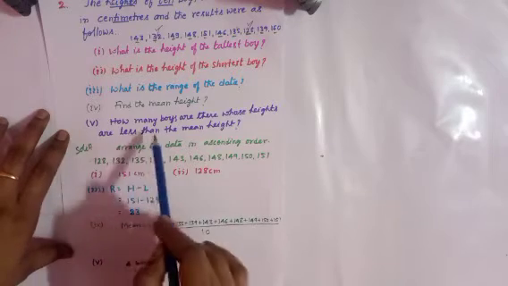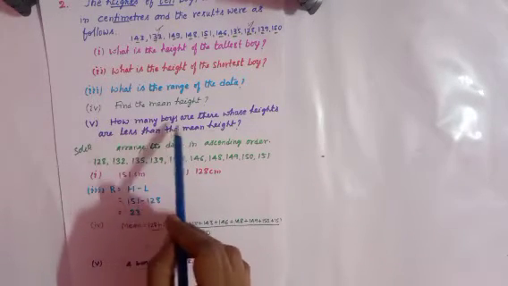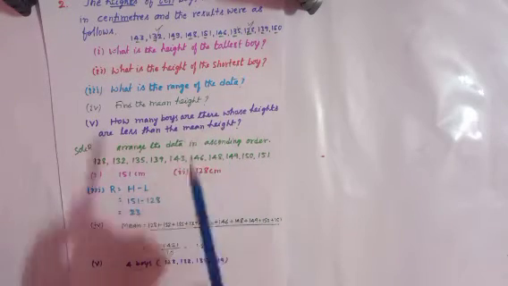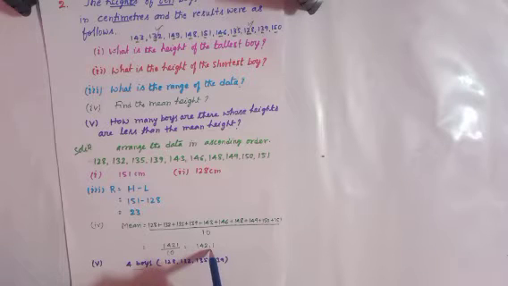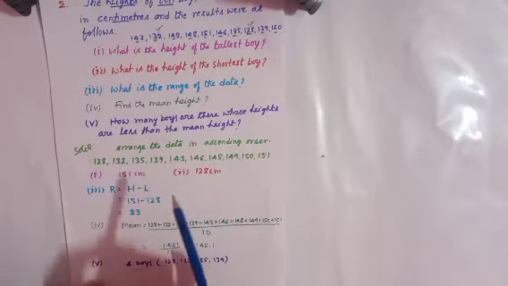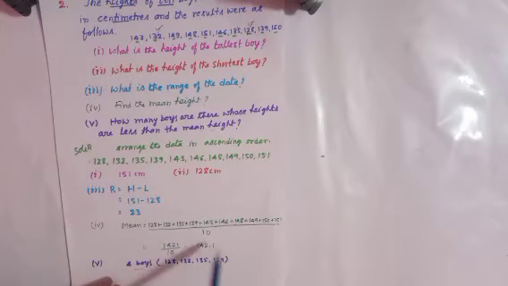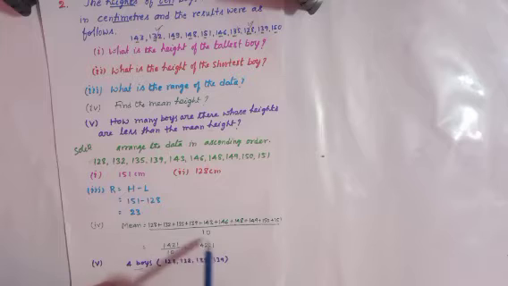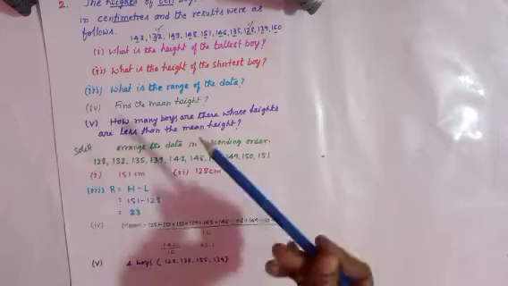So mean equals 142.1. Next question, how many boys are there whose heights are less than the mean height? The mean height we got is 142.1. Below this, how many boys are there? 4 boys. These are 128, 132, 135 and 139. These numbers are less than the mean height. So 4 boys. So this is about the second question.